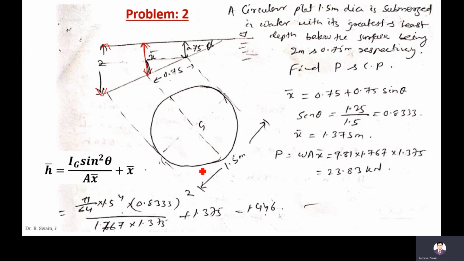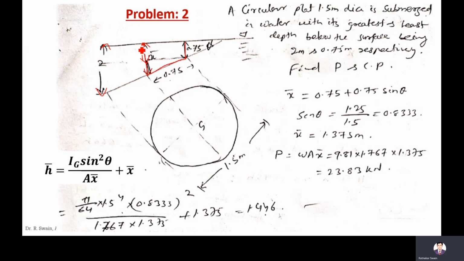If this is 1.5, the CG will act at 0.75 meter. So this is 0.75 meter, and here this is given 0.75, so this will be 0.75. This one is 0.75. So here x bar will be this distance 0.75 plus this distance.